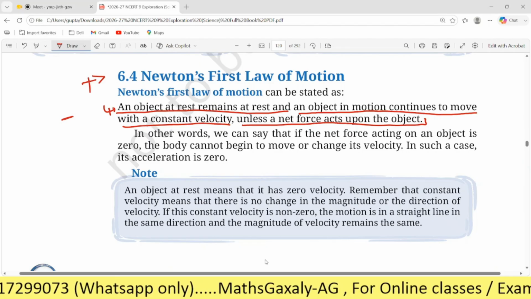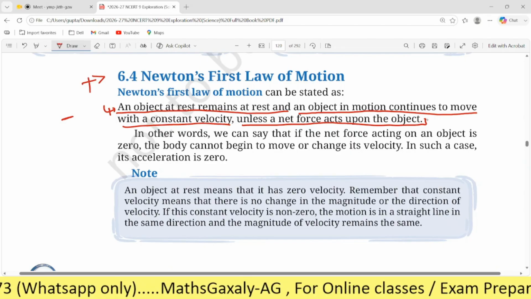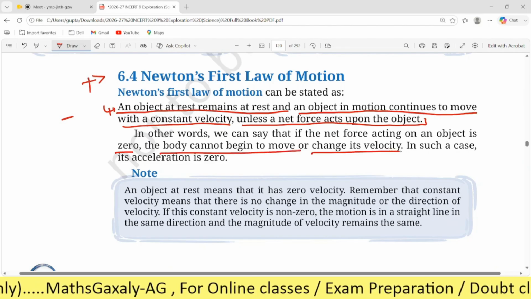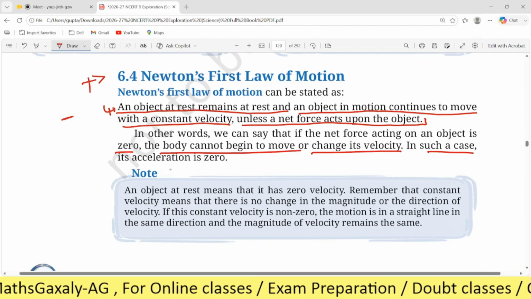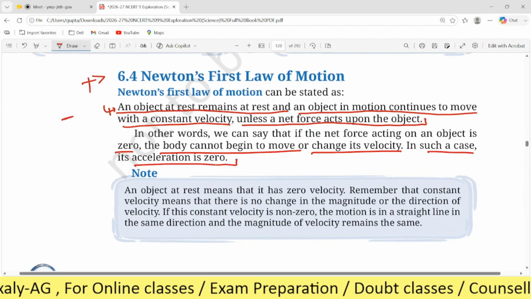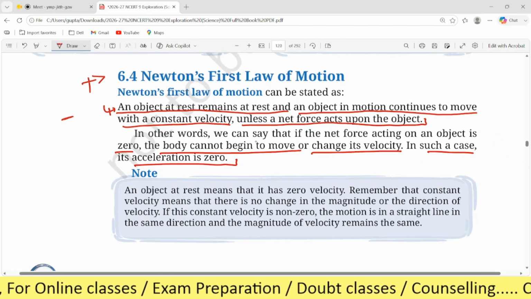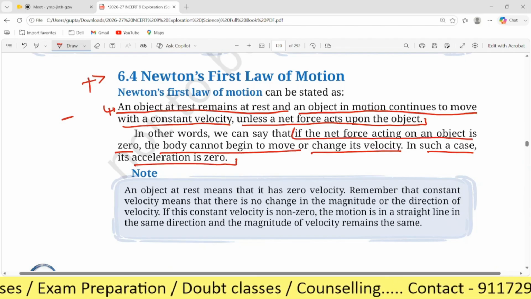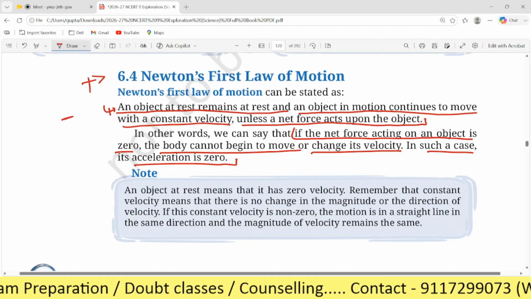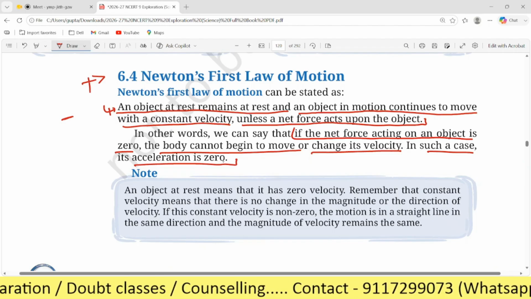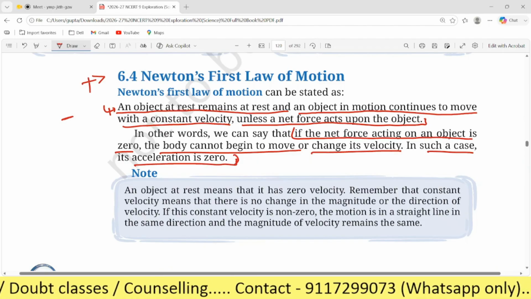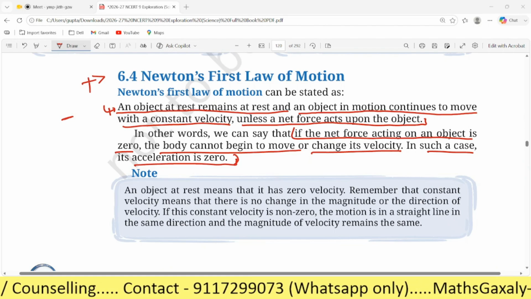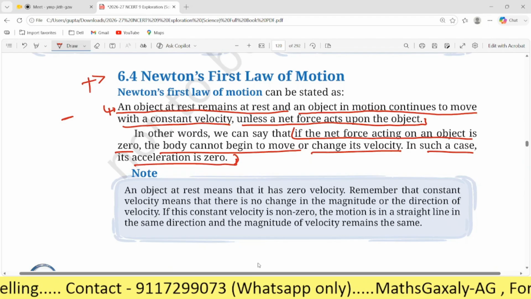Now it said that in other words we can say that if the net force acting on an object is zero, the body cannot begin to move or change its velocity. So in such a case the acceleration will be zero. Is it clear now? So please note down this point. If the net force acting on an object is zero, the body cannot begin to move or change its velocity. In such a case, its acceleration is zero. Please note down. Done. So any doubt? No.